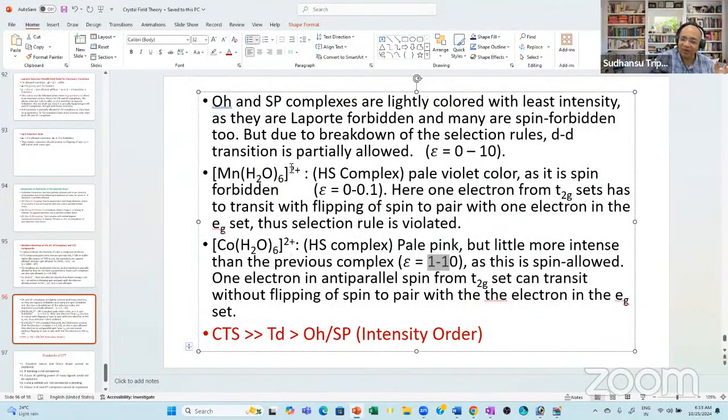Even if it is octahedral, the manganese 2 plus complex has a lower intensity, 0 to 0.1 epsilon. Both are HS complexes, but it is a d5. Hund. So if one electron will go without change in spin, that will remain, two spins will be parallel, which is impossible. It has to reverse its spin.